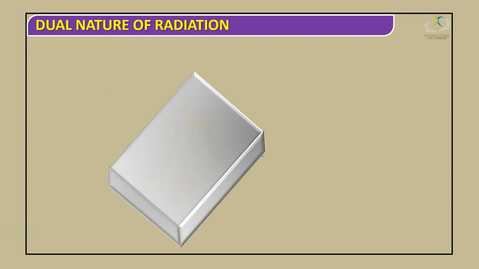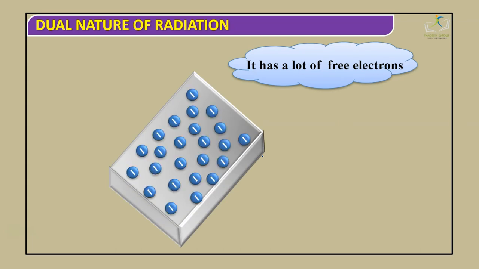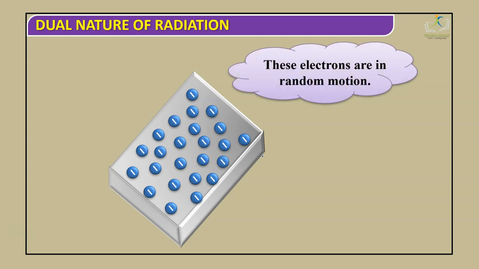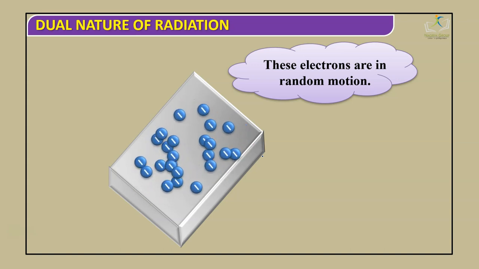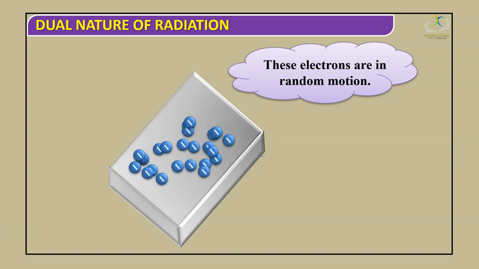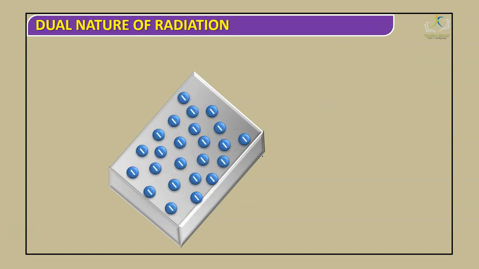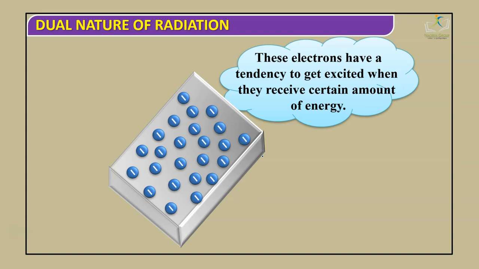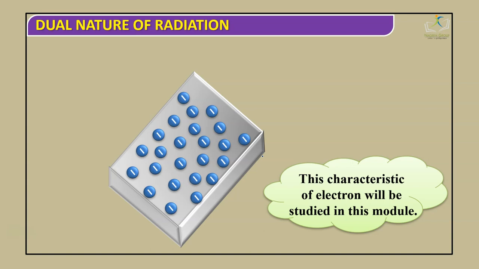Consider a metal plate. It has a lot of free electrons. These electrons are in random motion. As you can see here, students, electrons are moving randomly in the metal sheet. And which metal have we taken? Yes, alkali metals. These electrons have a tendency to get excited when they receive a certain amount of energy. These characteristics of electrons will be studied in this module.